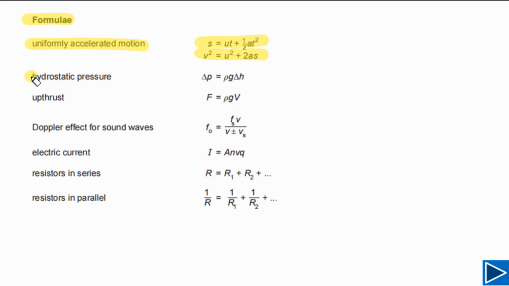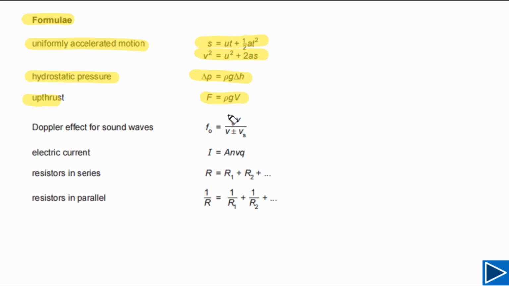And the second one is for hydrostatic pressure, meaning Δp = ρgΔh. ρ is the density of the fluid. Upthrust F = ρgV. ρ is the density of the fluid and V is the volume of the fluid displaced. V is not the volume of the object in the liquid. V is the volume of fluid displaced.